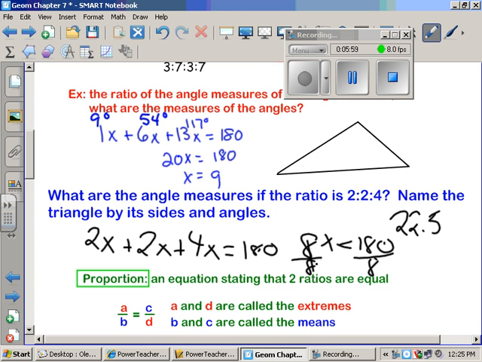And then I came back over here and plugged that in to get 45 for the first one, 45 for the second one, and 90 for the third, making it a right triangle because of the 90 degrees. And by its sides, it says isosceles. Good. Isosceles. Because remember, hit that pause button.